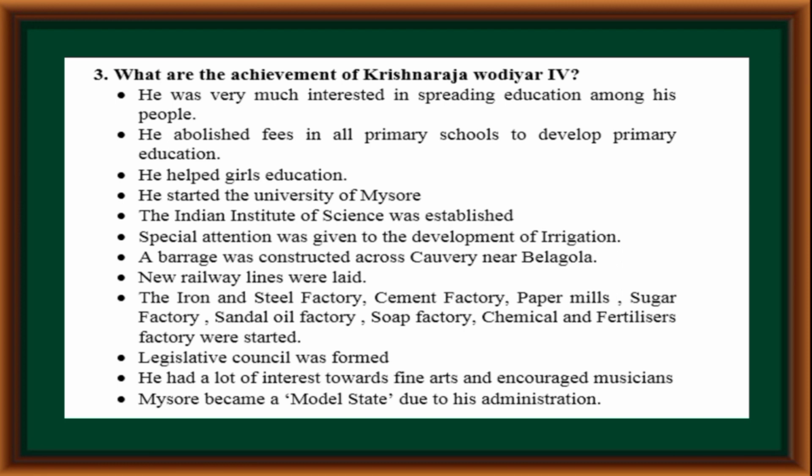New railway lines were laid. Iron and steel factory, cement factory, paper mills, sugar factory, sandal factory, soap factory, chemical and fertilizer factory were started. Legislative council was formed. He had a lot of interest in fine arts and encouraged musicians. Mysore became a model state due to his administration.